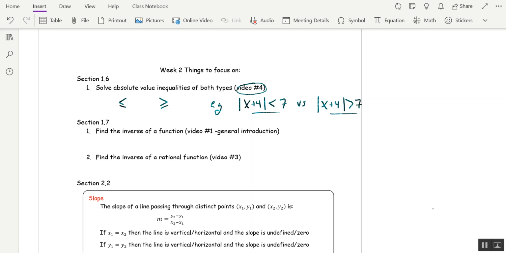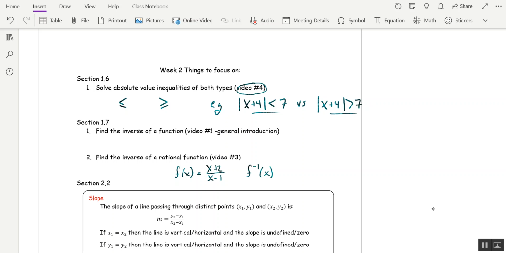Section 1.7 is inverse functions. Video 1 is just a general introduction to what is an inverse function, and the graphs of inverse functions. And then video number 3 is how to find the inverse of a rational function. So for example, if f of x, remember a rational function is a quotient of polynomials, is x plus 2 over x minus 1, he will show you how to find f inverse of x. And the notation is a little minus 1 up there.